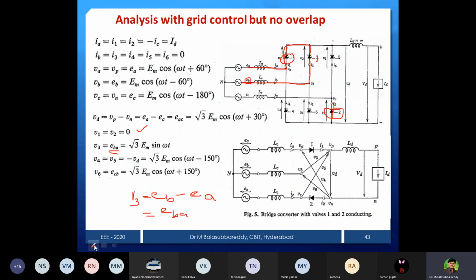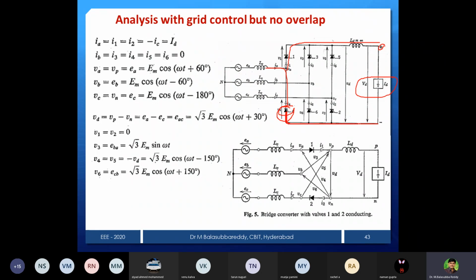Similarly you can see for other valves, let it be valve 4, because 2 is already conducted. Let us consider valve 4, where the anode is connected. Valve 4 anode is connected to VN and the cathode is connected to A. A is nothing but what? That is nothing but D only, VD. So therefore the voltage across this is the same as the output voltage, but the signs are different. Why? Because I am measuring with respect to the anode. You can just carefully observe.